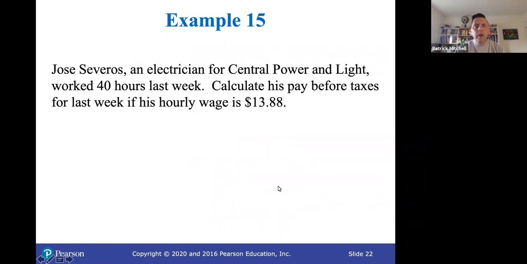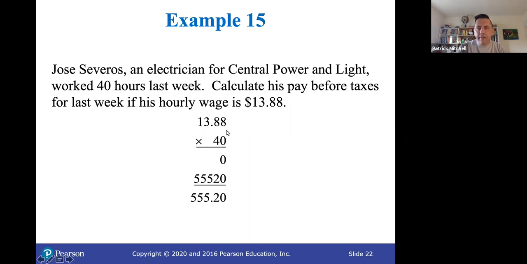Next. Joe Severos. So this must be another one of your author's friends or coworkers or neighbors, who is an electrician for Central Power and Light in this story. Worked 40 hours last week, and they want us to calculate his pay before taxes if his hourly wage is $13.88. Okay, so that is a multiplication problem. 13.88 times 40. See how they did this?